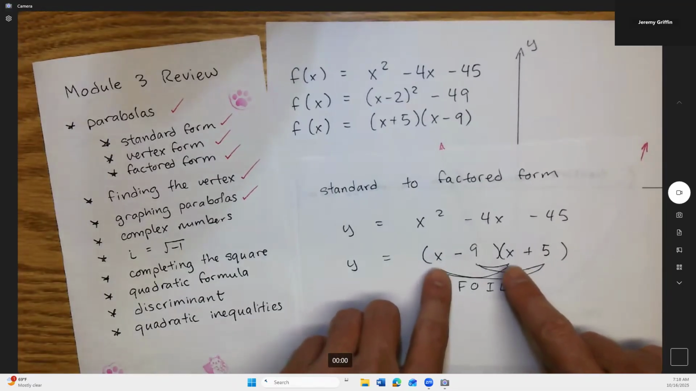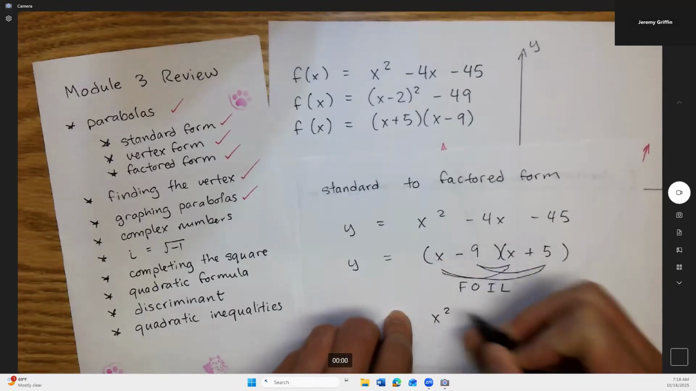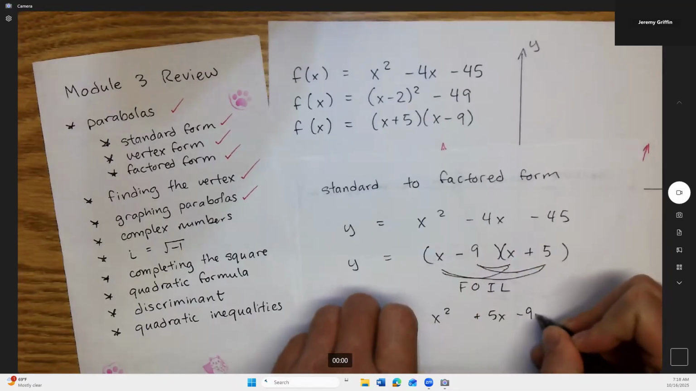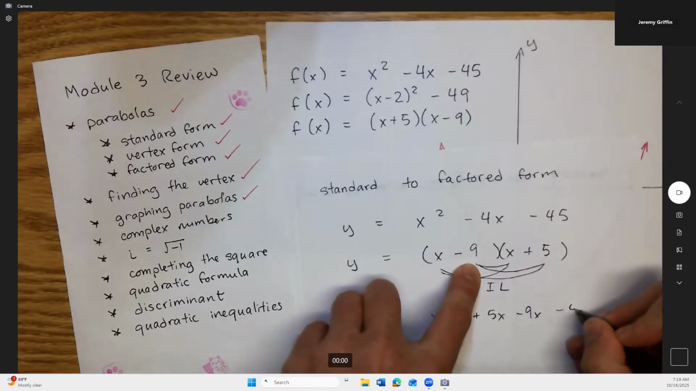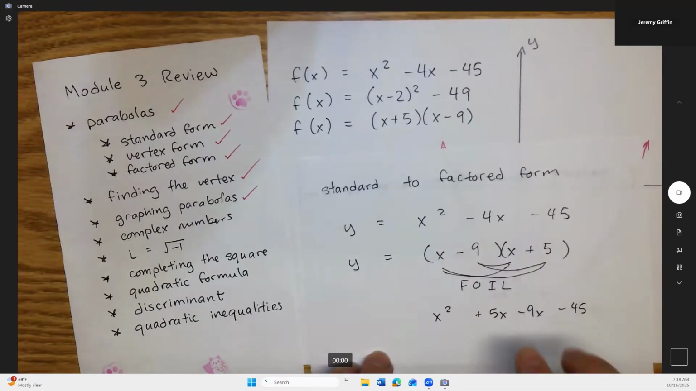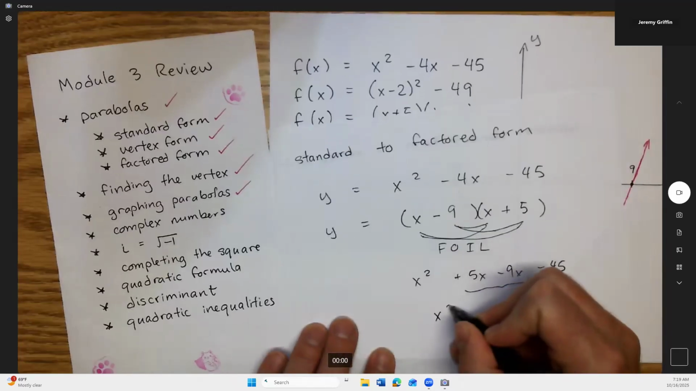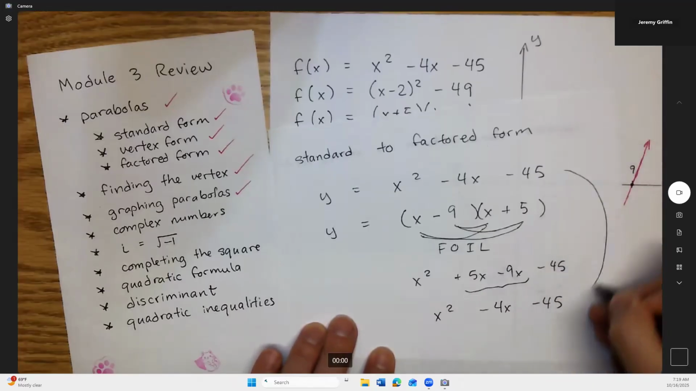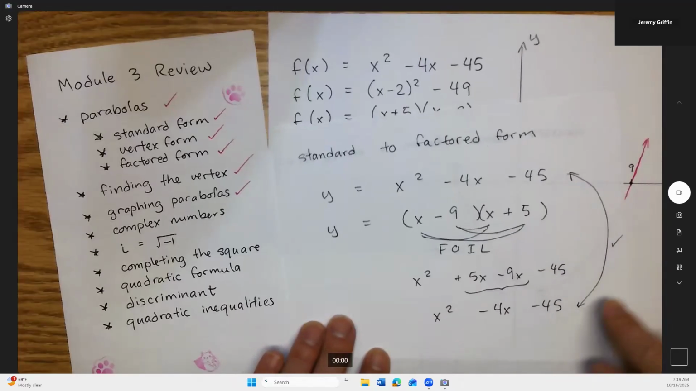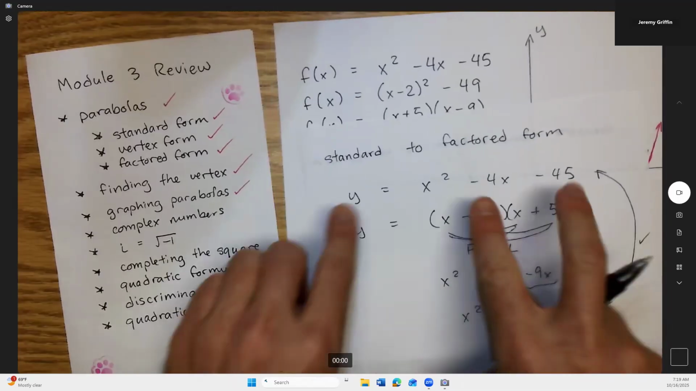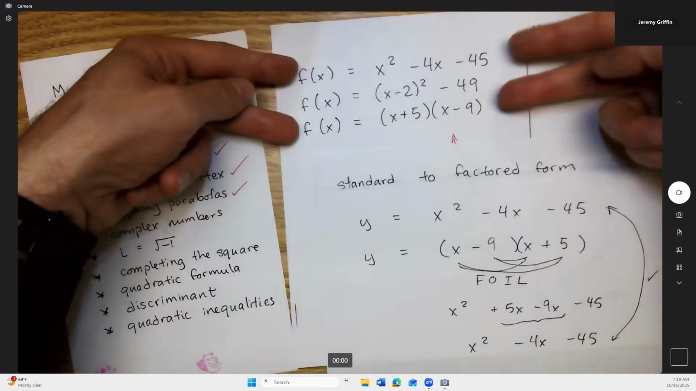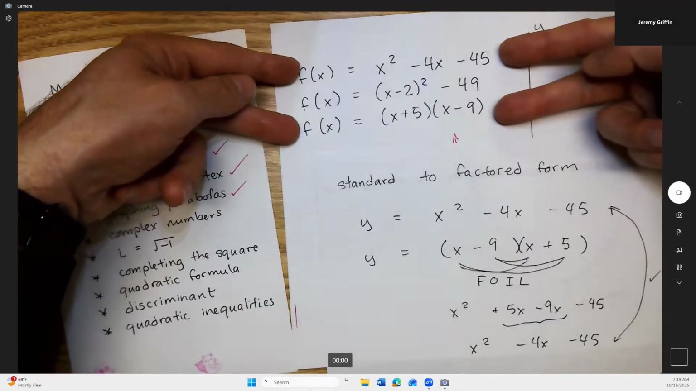First, x times x is x squared. Outside is plus 5x. Inside is minus 9x. And last is negative 45. These two terms can combine because they're both x terms. It gives me x squared minus 4x minus 45, which is exactly what I started with. Ding, so that works. So this is standard form, check, and this is factored form. That's how to turn that into that.